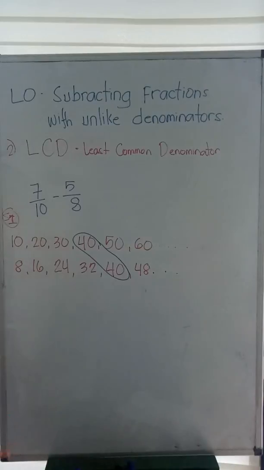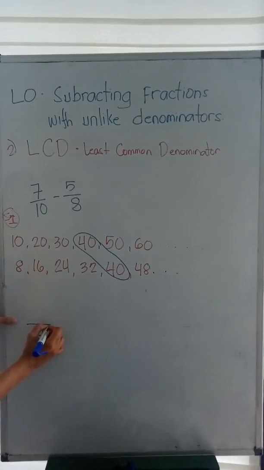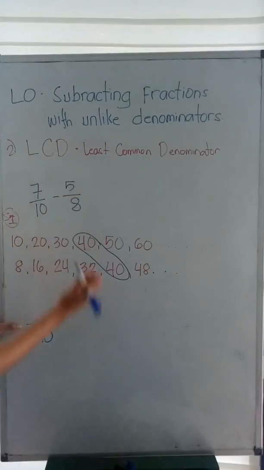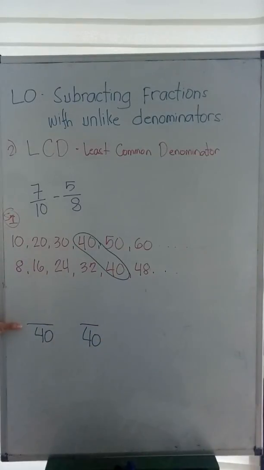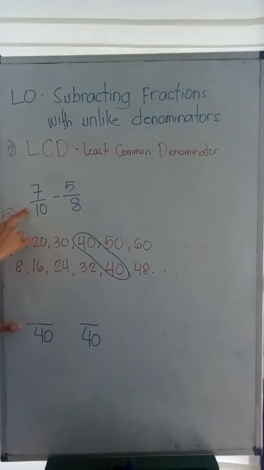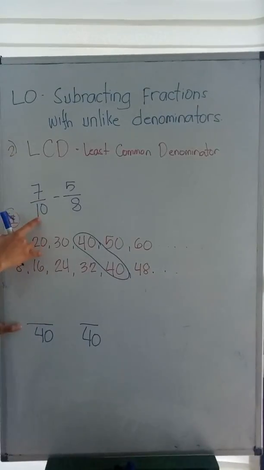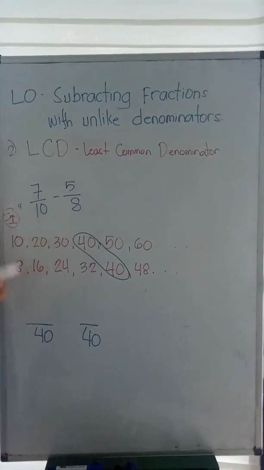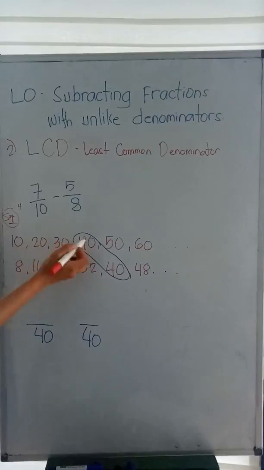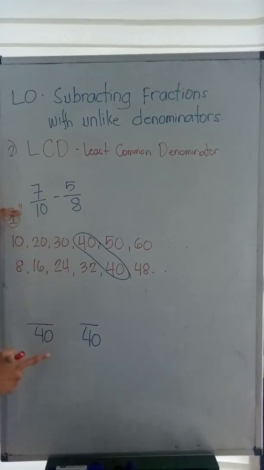Okay. So next, what do we do now that we have 40? So let me just write down here. 40. Here, we use it for our denominator. We have two fractions here, so we write 2. Now to get our numerators, we have to think for 10. What did we multiply 10 with to get the answer 40? Of course, we multiplied it with 4. Or you can use the paper, right? 1, 2, 3, 4. We multiplied it with 4. So 10 times 4 equals 40.